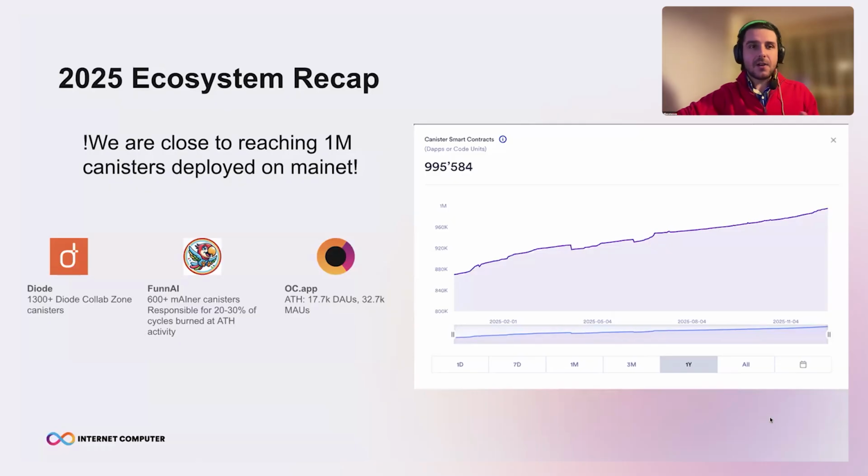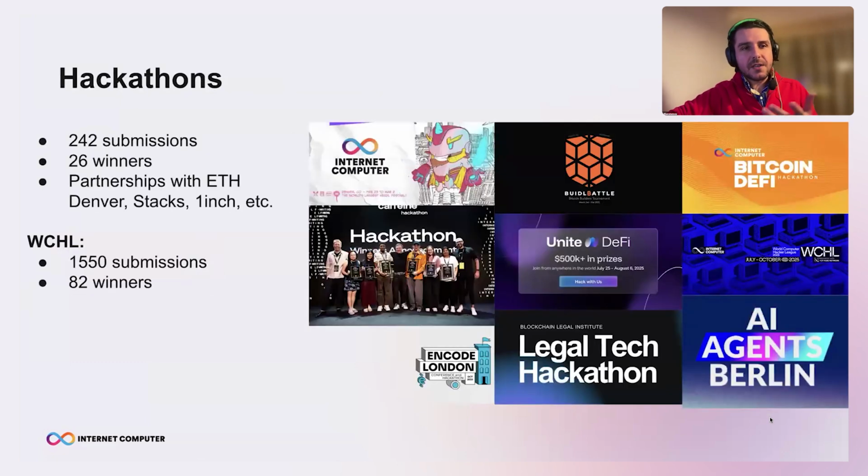How did we do this, and what support did we give from the DFINITY side in order to reach those numbers? If we can go to the next slide. So, of course, we hosted quite a lot of hackathons. What is interesting is that this year we hosted quite a lot of hackathons in partnership with other institutions. So, for example, we had partners like ETH Denver, Stacks, and 1inch. We had those very targeted hackathons, for example, focusing on Bitcoin DeFi. And overall, we had more than 200 submissions, and we awarded 26 winners.